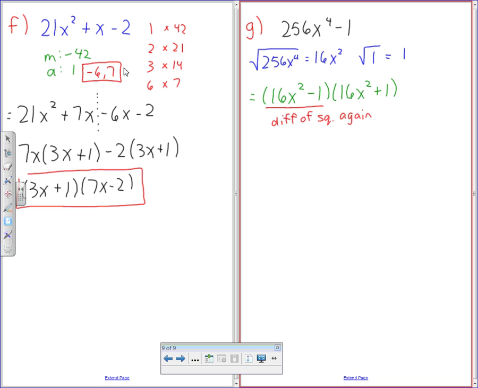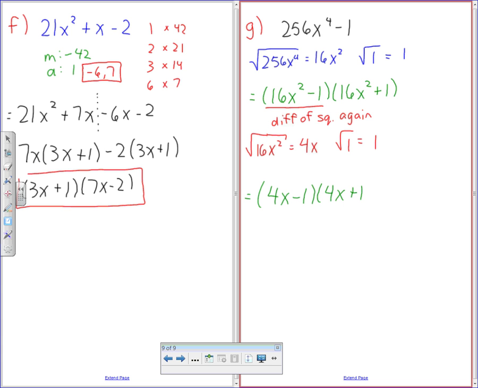Who am I up to right now? Megan, what is the square root of 16x squared, please? So the square root of 16 is 4, so it's 4x. And the square root of 1 is 1. All right, Calvin, can you write the left-hand part out then? What does that turn into? 4x minus 1, 4x plus 1.